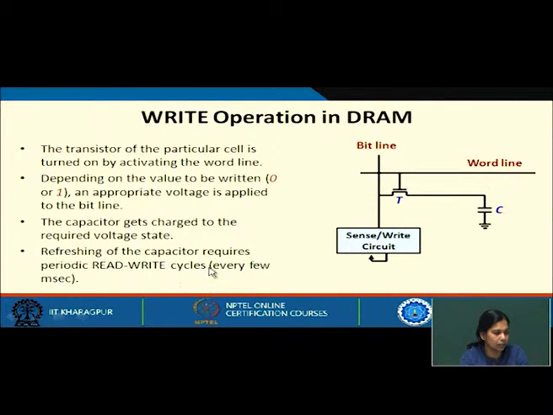And refreshing of the capacitor requires periodic read write cycles every few milliseconds. So, every few milliseconds, even if you are not reading, you have to do refreshing to keep the data.